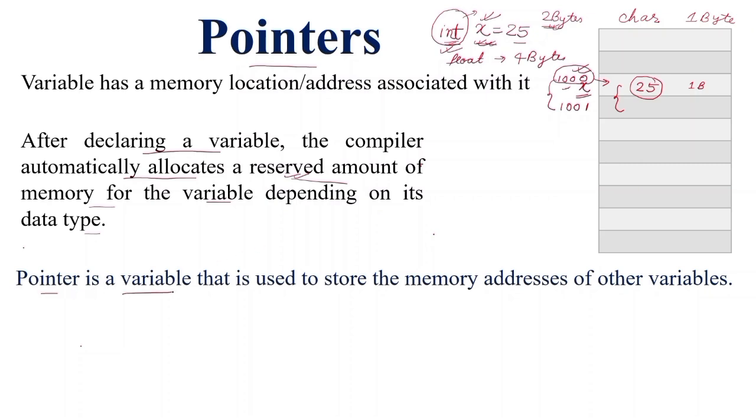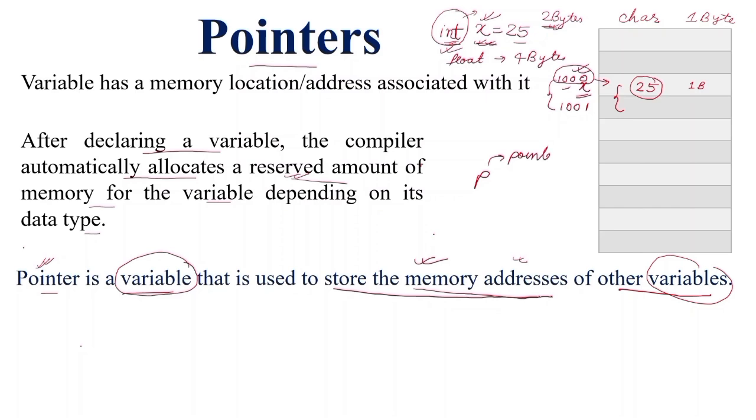A pointer is a variable. Remember, a pointer is also a variable that is used to store the memory address of other variables. So what does a pointer store? It stores a memory address. Whose memory address? Of some other variable only. So a pointer is a variable. Suppose some pointer is p. This p is your pointer variable.